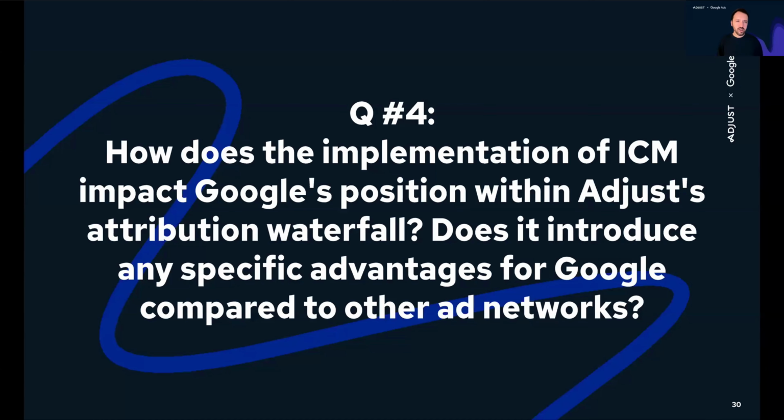And the fourth question is, how does implementation of ICM impact Google's position within the Adjust attribution waterfall? Does it introduce any specific advantages for Google compared to the other ad networks? Really good question. So the short answer is no. ICM does not give Google a special advantage in the Adjust attribution waterfall.